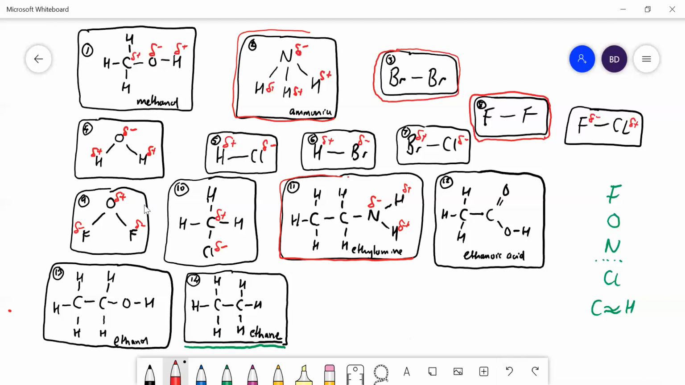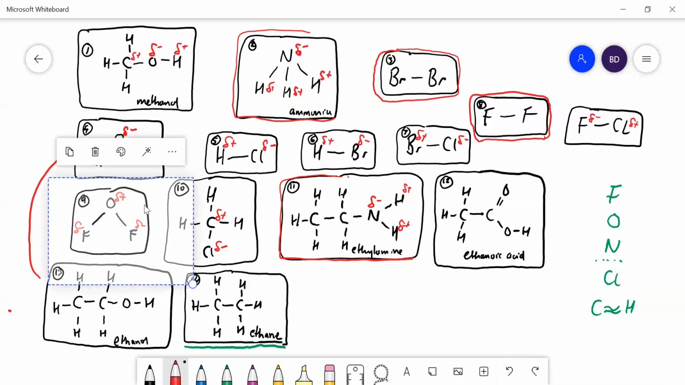Ethanol, this molecule, should be fairly familiar to us. I just want to draw your attention to how similar it is to water, because you've got that OH group. So you do have a delta negative there and a delta positive there on the hydrogen. So ethanol is a pretty polar molecule, just like water is. Ethene, we've said no, it's not polar, is it? Even sharing of electrons.